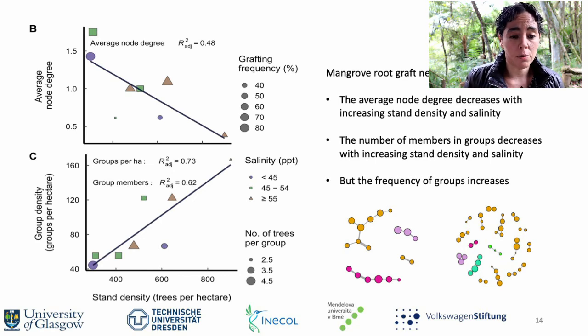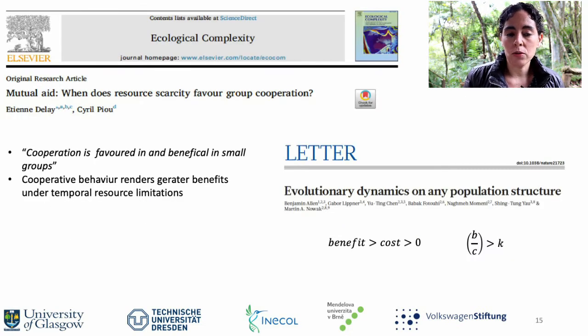This is quite interesting because it has been found that for cooperative groups, smaller groups render greater benefits, and also cooperative behavior is much more advantageous when resource scarcity occurs at a temporal scale. So there is a heterogeneous distribution of resources that will make it more cost effective to be a cooperator. But it has also been found that the structure of the networks can facilitate cooperation.